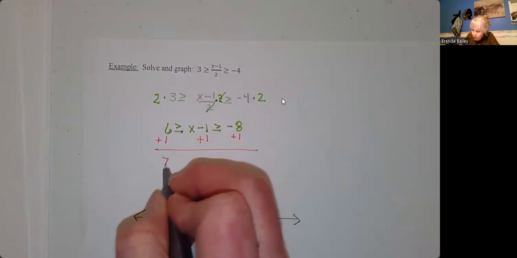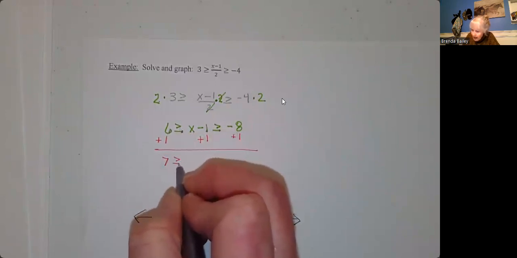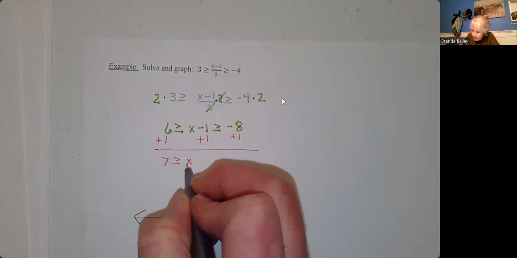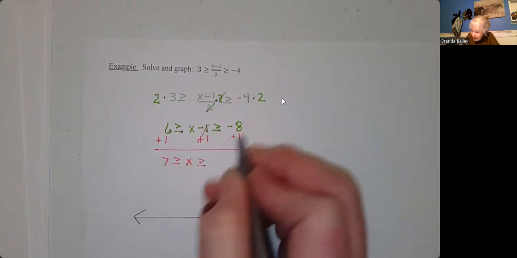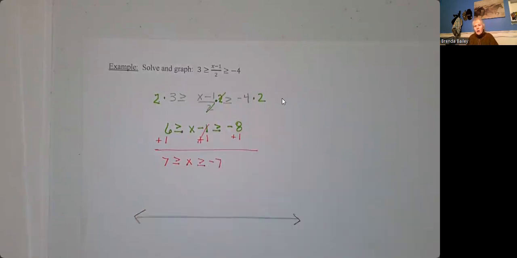7 greater than or equal to x. This is gone. Greater than or equal to negative 7. Okay, like I said before, this isn't wrong, but it's just a little bit more awkward. So we're going to flip this so that we have less than symbols rather than greater than symbols. So we're going to move the negative 7 over and this positive 7 over.